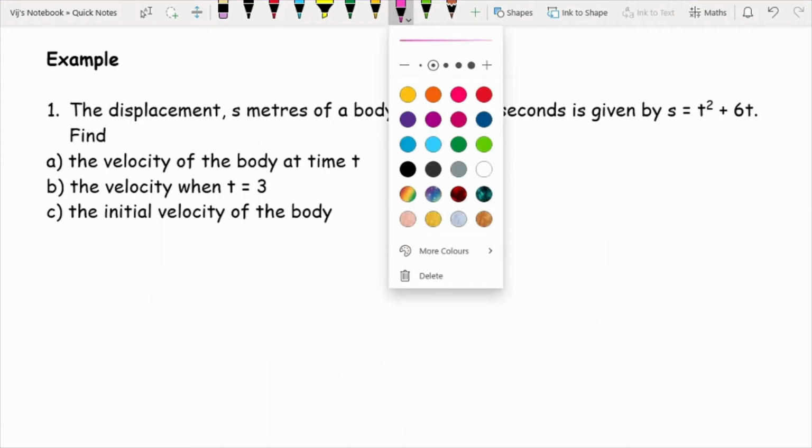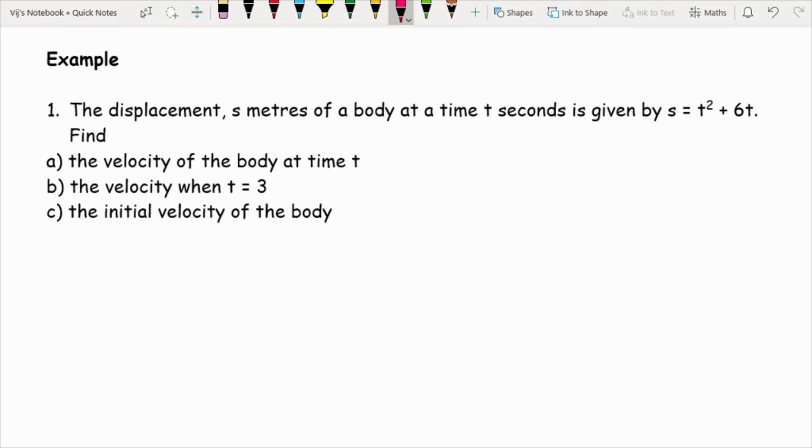So let's have a look at an example question. In this question, it says that the displacement s meters of a body at time t seconds is given by the formula s equals t squared plus 6t. We're asked to find the velocity of the body at time t, the velocity when t equals 3, and the initial velocity of the body. Looking at question A, this is basically asking me for the formula to calculate velocity. Sometimes it might give you this, sometimes it might use words like expression.